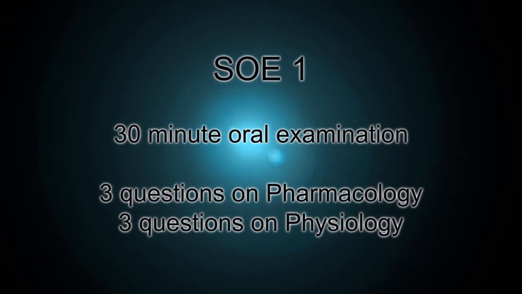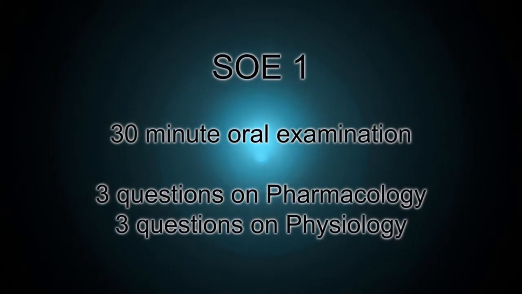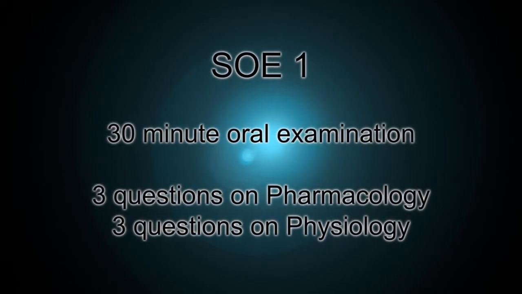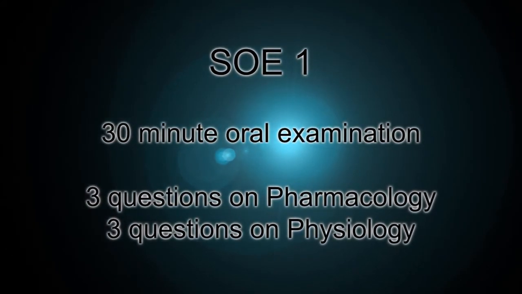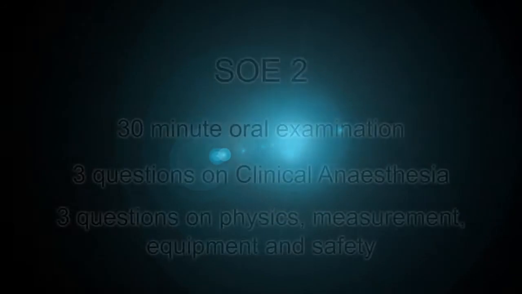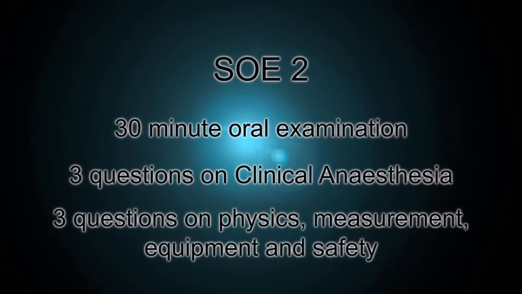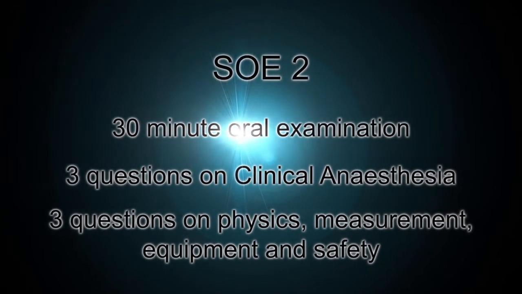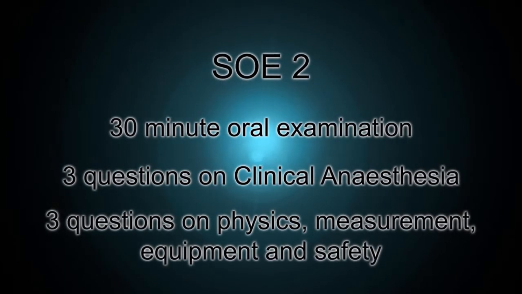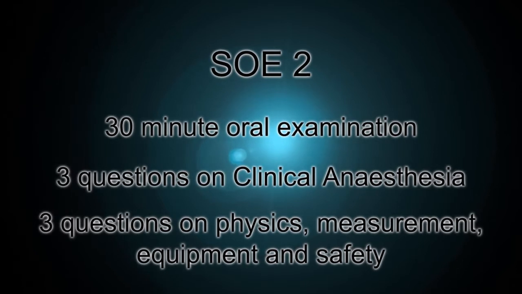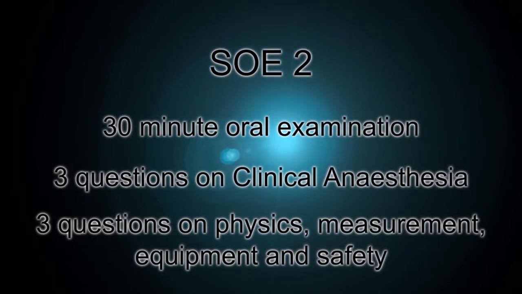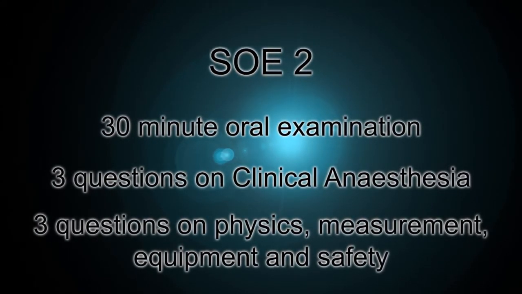SOE1 is a 30-minute oral examination covering 3 questions on pharmacology and 3 questions on physiology. You are given 15 minutes on each section. SOE2 is a 30-minute oral examination covering 3 questions on clinical anaesthesia and 3 questions on physics, measurement, equipment and safety, again with 15 minutes on each section.